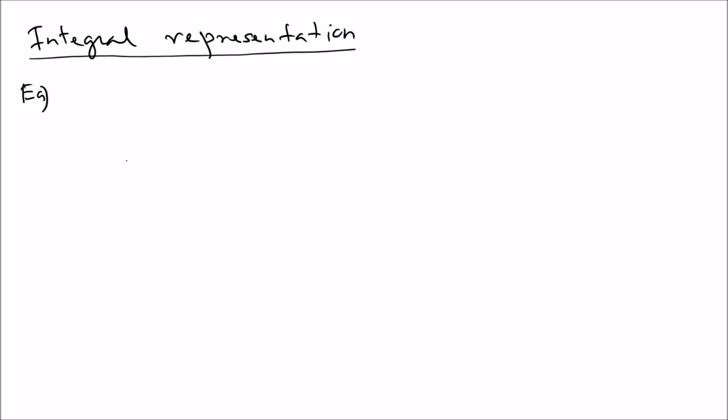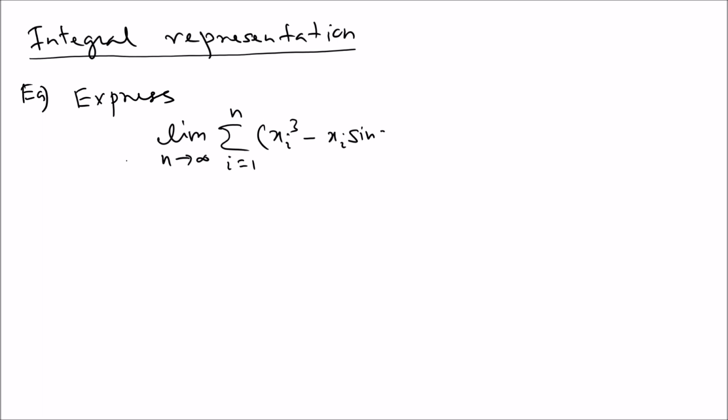Let's say: express the limit as n goes to infinity, sigma i going from 1 to n, of xi cubed minus xi sine xi delta x, as an integral on 0 to pi. So this is a typical problem.